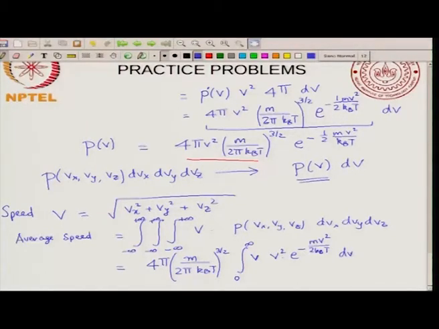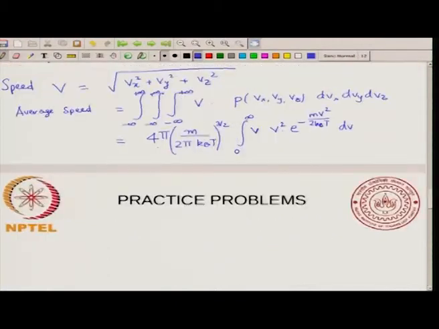Okay. So, that is essentially the expression that you get, and now you have to evaluate this integral. This integral goes only from 0 to infinity, and you have V cubed e to the minus mV squared by 2 kBT, and you have to evaluate this integral. So, this is how you will calculate the average speed. The average speed is given by this expression, and we can go ahead and do the calculation.